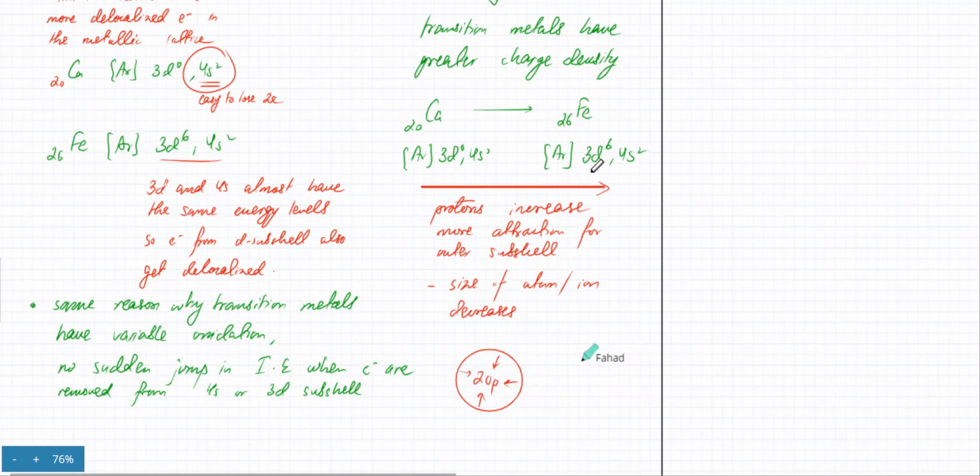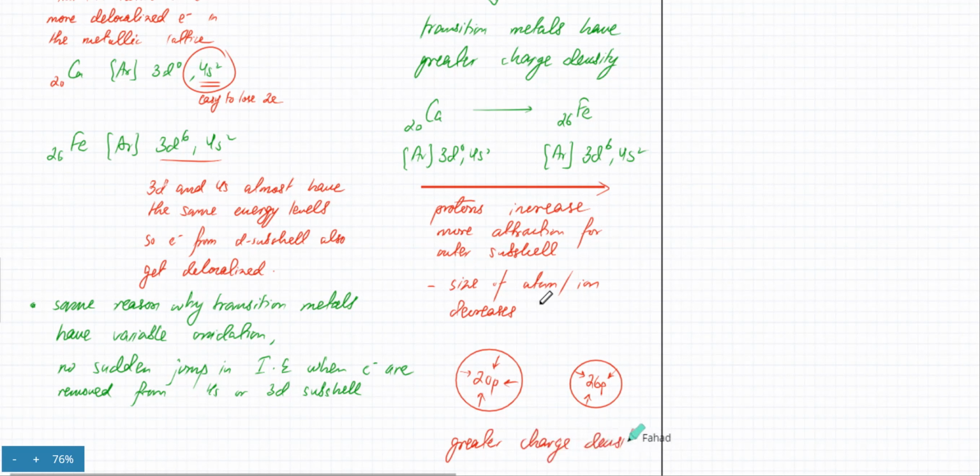But in the case of iron, the size of the atom is slightly smaller because now you have 26 protons. 26 protons will attract the outer electrons very strongly. And because the electronic configuration is exactly identical, the outer shell is the same. So the size of the atom or ion decreases. If the size is smaller, there's going to be greater charge density. The charge is more concentrated.